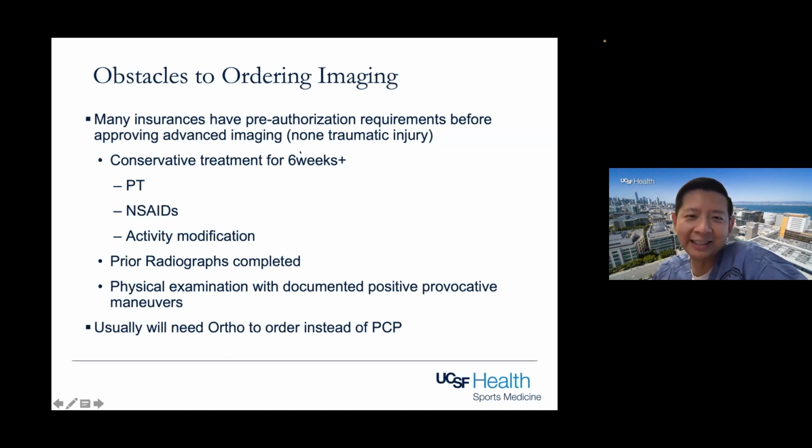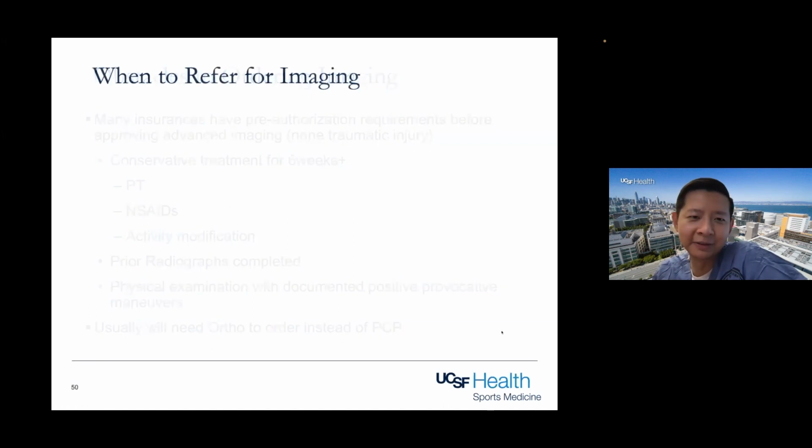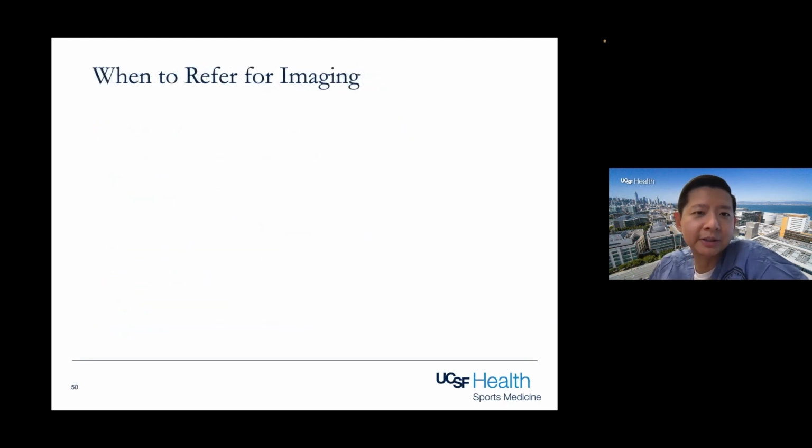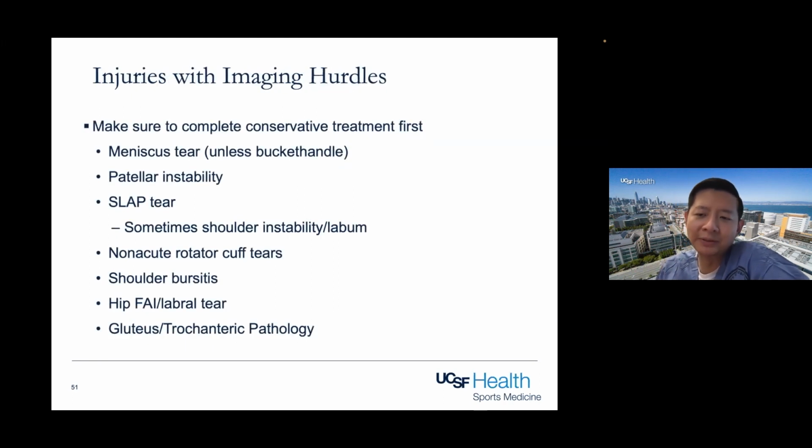And if you think getting an MRI is hard, it's just as hard for getting surgeries approved, even for very necessary surgeries nowadays. Okay, so in terms of injuries with imaging hurdles, now we're talking about when you want to refer for imaging. The ones that are going to be hard to get through with insurance are the ones where they want conservative treatment to be performed first.